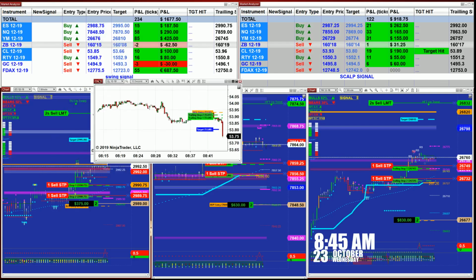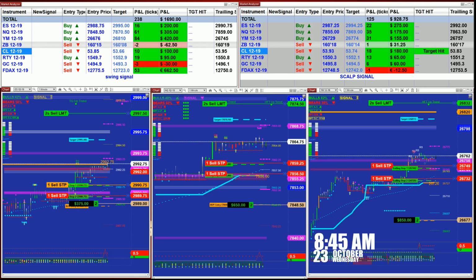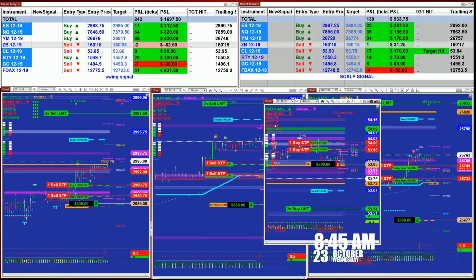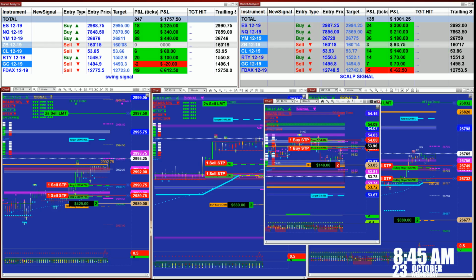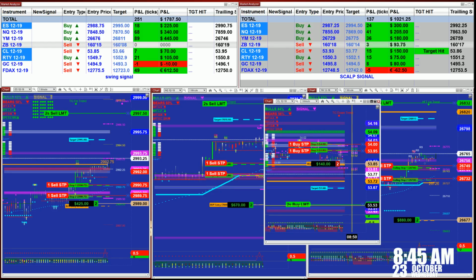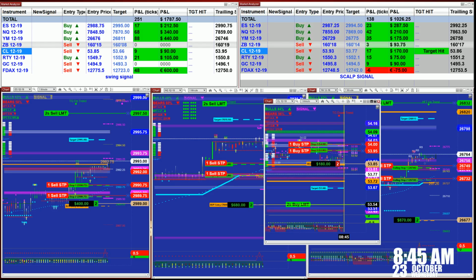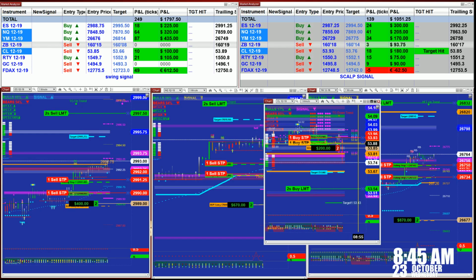For the scalping it is already closed position, but on the swing trading still on the CL is still going all the way down to the 53.54, and what else do we have? Very nice run by the CL.